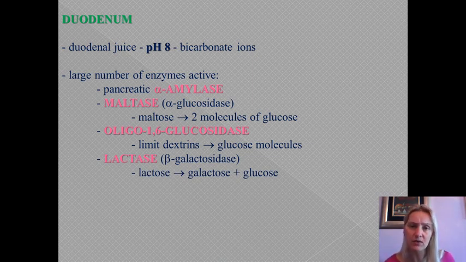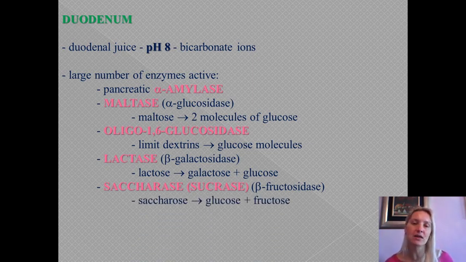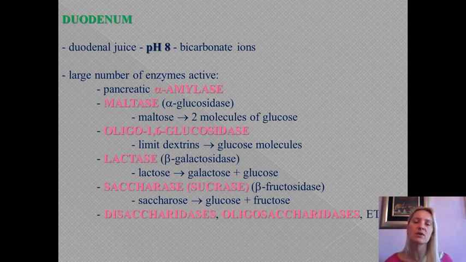Then we mentioned sucrose, so the enzyme is going to be saccharase or beta-fructosidase, following the same pattern, and this enzyme is going to hydrolyze saccharose to glucose and fructose. Apart from these, there is a list of a large number of other disaccharidases, oligosaccharidases, etc., which are responsible for degradation, digestion, conversion of disaccharides and trisaccharides to monosaccharide units.